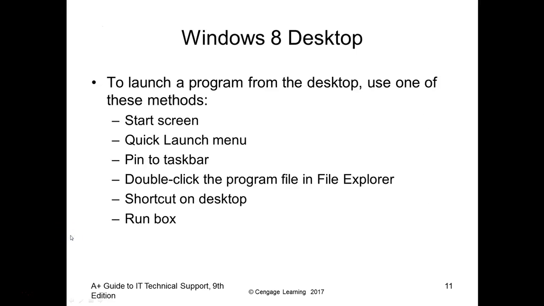Okay, so let's see. To launch a program from your desktop, there's a couple different ways you can do that. You can do it from the Start screen in Windows 8, where you actually click on the tile itself. You can also have a Quick Launch menu, usually on the bottom taskbar. You can pin something to the taskbar, and then you can double-click on the program file in Windows File Explorer, or if you have a shortcut on the desktop, something like that.